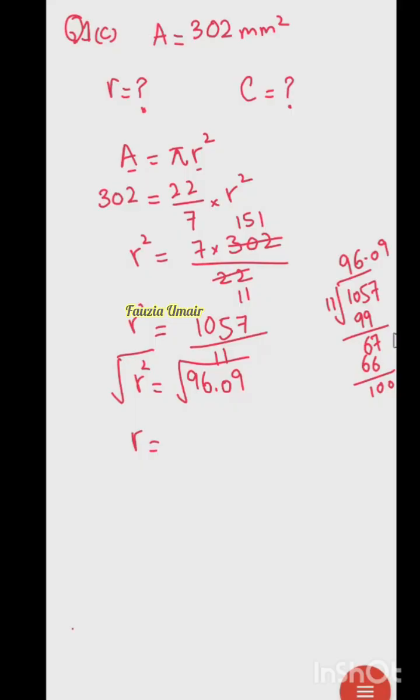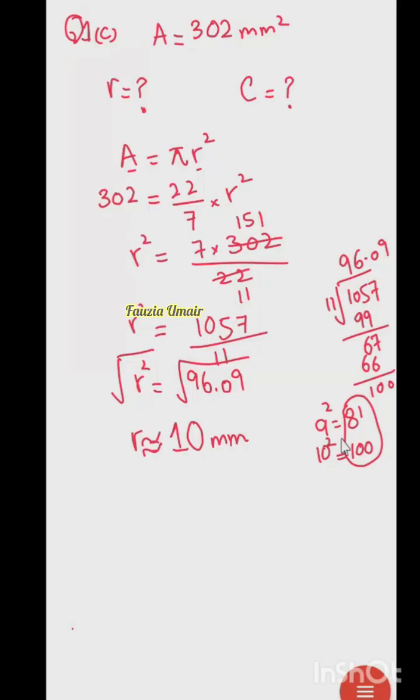If you take the square of 9, 9 square is 81. And 10 square is 100. So with which number is this close? Is it close to 81 or 100? 100. So we will say r is approximately 10 millimeter. 9.8 is the exact value and your book has the exact answer. But we cannot find out the square root of 96.09 without a calculator because it is difficult.